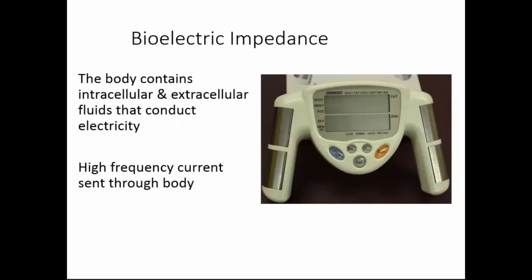And then the next method we're going to talk about is bioelectrical impedance. And this is probably now, for me, the most common method that's used. We know that intracellular and extracellular fluids conduct electricity. So basically the way this works is it sends a low-level current through the body. This is an Omron body fat analyzer, handheld device.